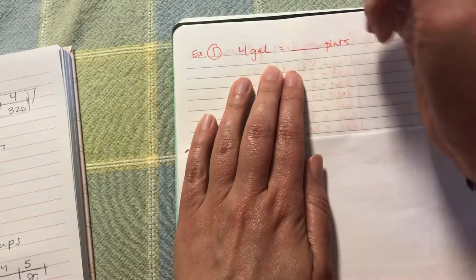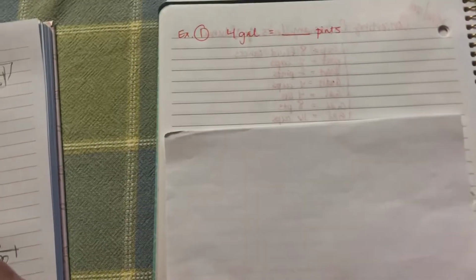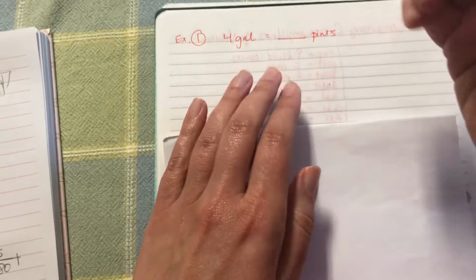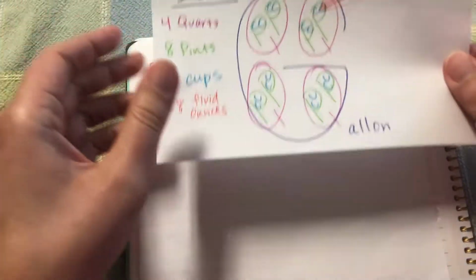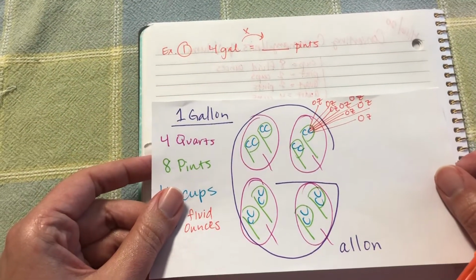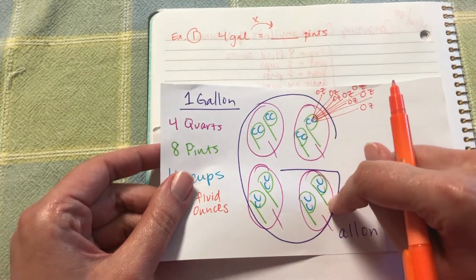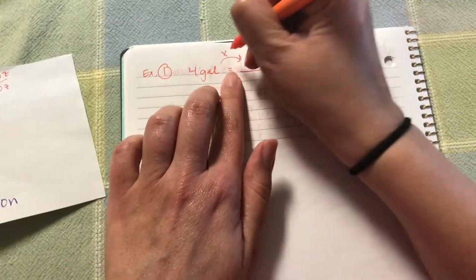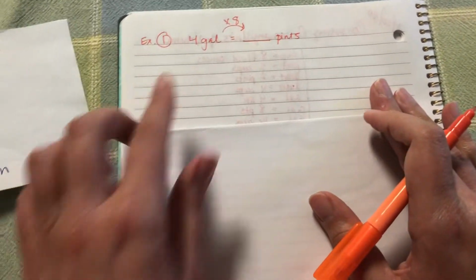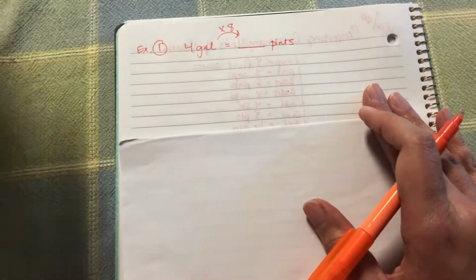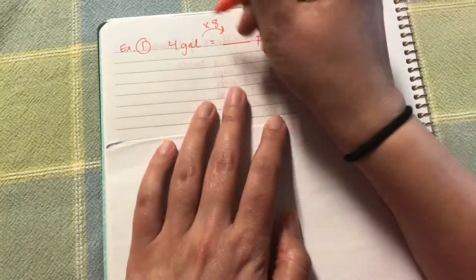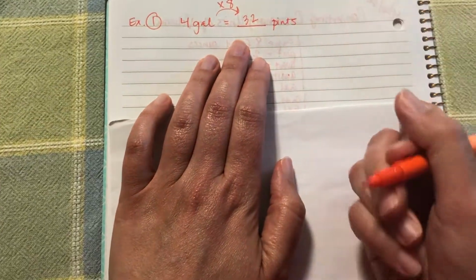Well, we know that we're going from a large unit like gallons to a small unit like pints. And so we're going to need to multiply. Okay. And so you might be saying, okay, what are we going to multiply by? Well, if I have 1 gallon, it is 2, 4, 6, 8 pints. So I'm going to need to multiply by 8. Okay, and then 4 times 8 is going to get me 32. So I should have 32 pints.